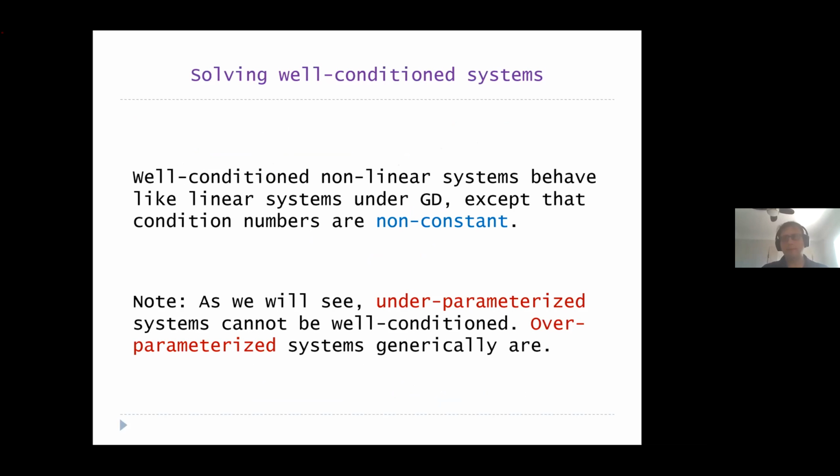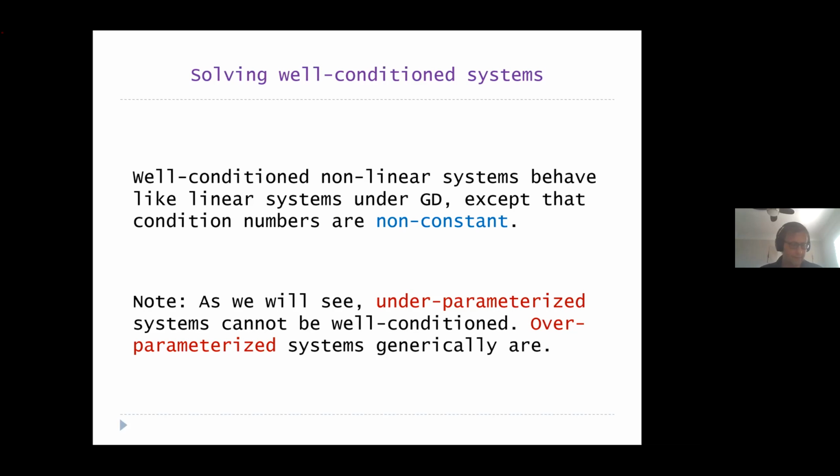So this maybe is the summary of what I discussed: well-conditioned nonlinear systems behave like linear systems under gradient descent, except that the condition numbers are non-constant. And so you need some sort of uniform bound on the condition number in some ball which is large enough to ensure convergence. And in that sense, nonlinear systems, when they're over-parameterized, actually are very, very similar to linear systems, at least as far as gradient descent and existence of solutions are concerned.